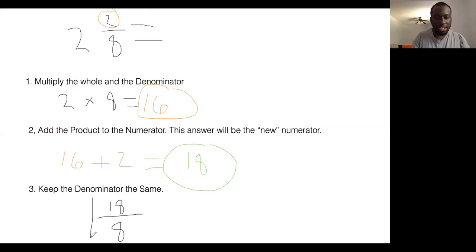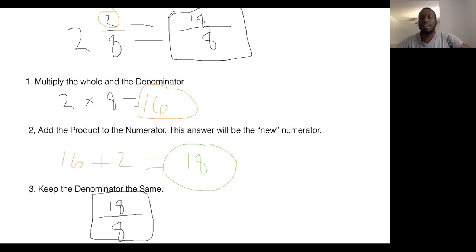So my answer is 18/8, which is my final answer. And I will actually do one more just so that I can make sure that everybody is clear because this is a very new concept.